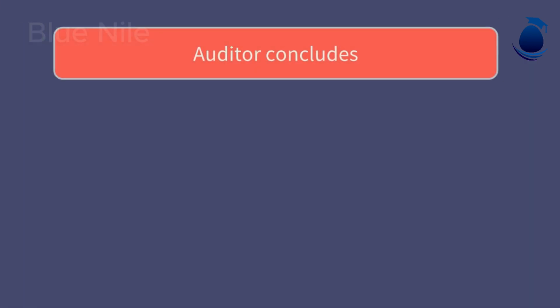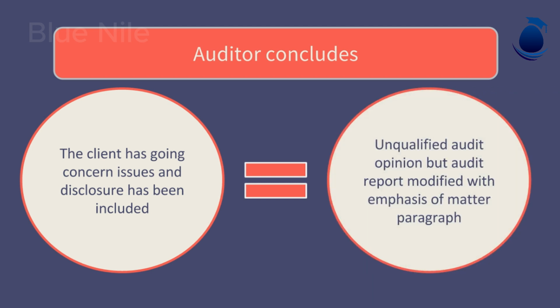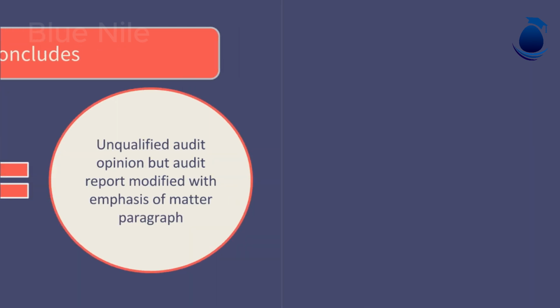Firstly, if the auditor believes the entity has a going concern problem and disclosure is necessary, as long as disclosure is adequate in the financial statements, then the auditor can issue an unmodified, unqualified opinion. However, the audit report should be modified with an emphasis of matter paragraph to highlight the uncertainty and make reference to the disclosure included in the financial statements.